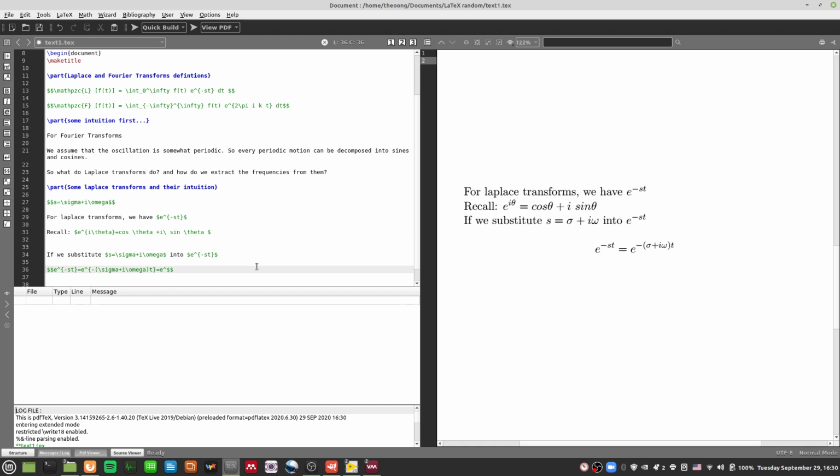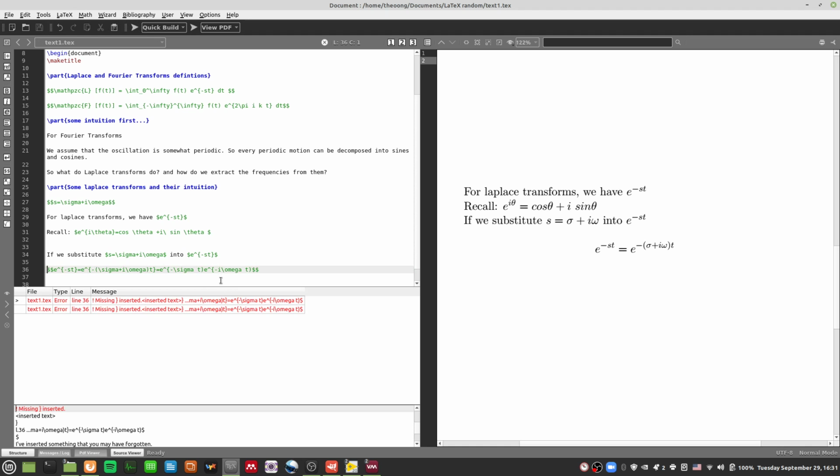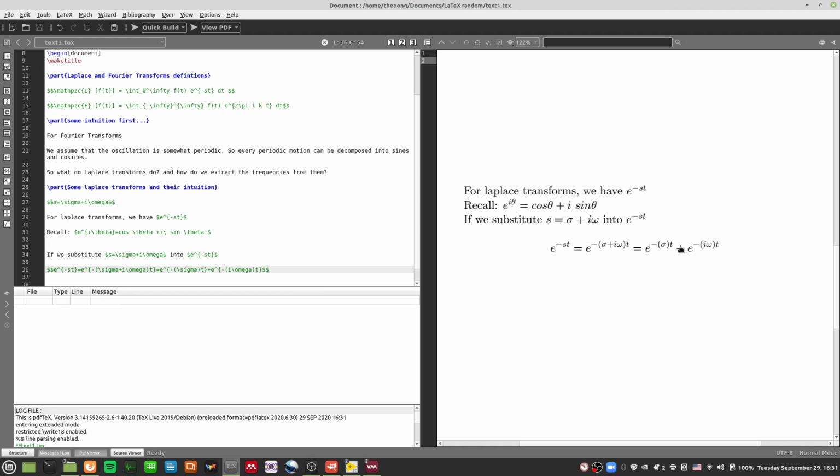Okay, so e to the minus sigma t, then e to the minus I omega t. Right? Okay, hold on. That's better. Okay, I isolated out the brackets and everything, so this is what we will see. You have an e to the minus sigma t and e to the minus I omega t. So what is this part actually?